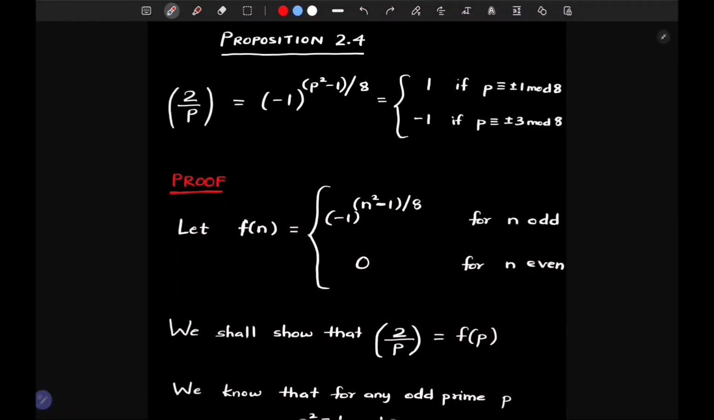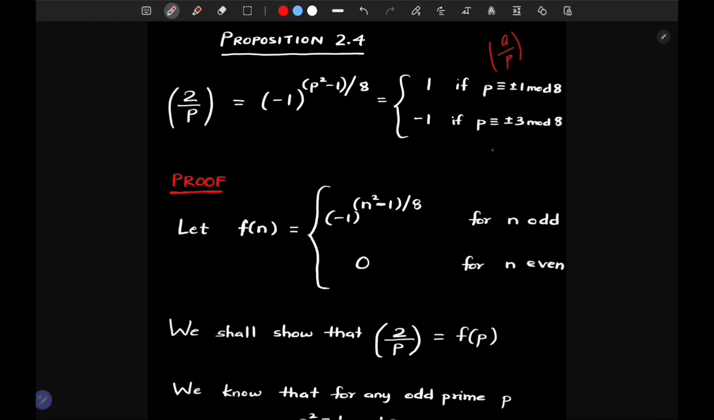In this video, we are going to learn Proposition 2.4. We know that the Legendre symbol is denoted by (a/p). This proposition states that (2/p) equals (-1)^((p²-1)/8). It takes the value 1 if p is congruent to ±1 mod 8, and it takes the value -1 if p is congruent to ±3 mod 8.